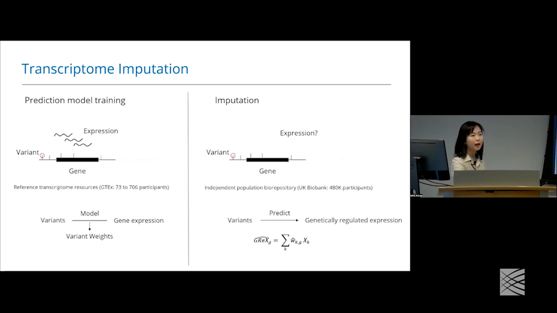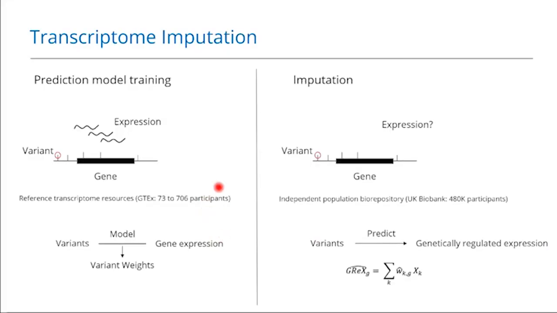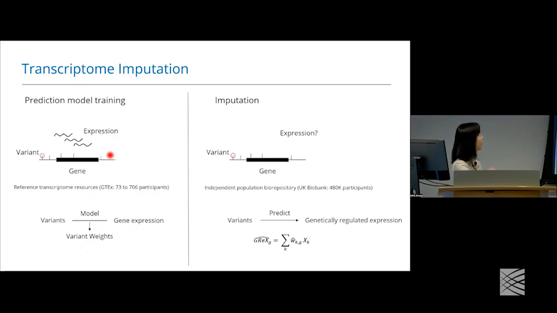So what do we mean by imputation? This is a group of methods developed for transcriptome-wide association studies. They usually start with training prediction models in a reference panel, such as the GTEx dataset. In a panel like this, you will have whole genome sequencing data and real gene expression data measured using RNA sequencing technology across the different tissues.